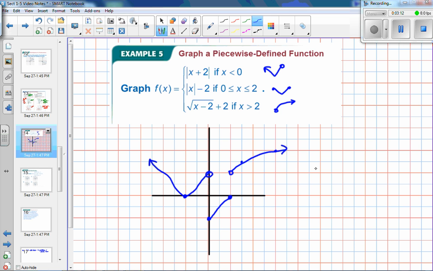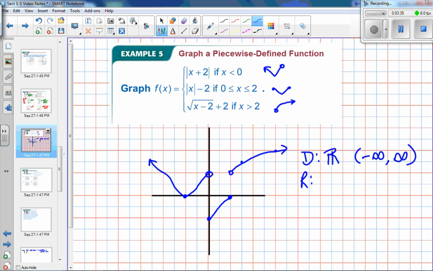Now let's talk about the domain and range. For the domain, we used every possible value of x, because we go from negative infinity to 0, and even though the 0 is not included here, it's included down here. So we continue on. So for the domain, it's actually all real numbers. You could write it like this, or we could write it from negative infinity to infinity in interval notation.